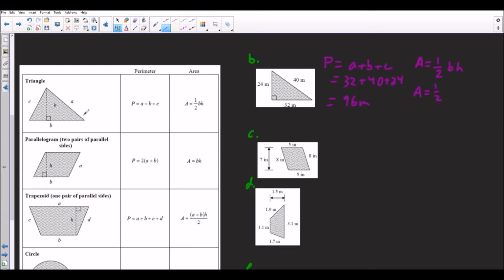Our base is the very bottom of the triangle. It's the flat edge. So we're going to go with 32 because that's our base. 32 times, and this dot is just another way of saying times, our height.